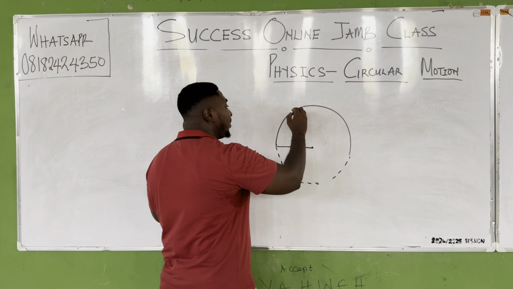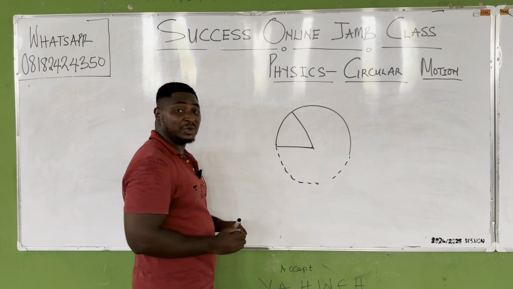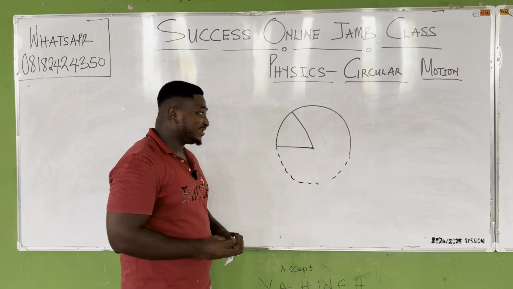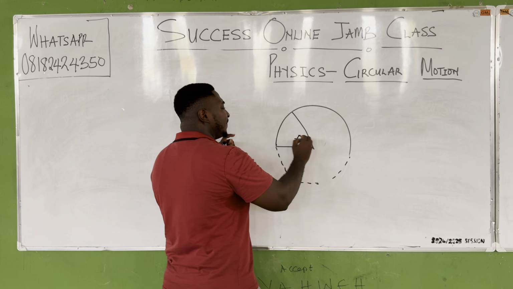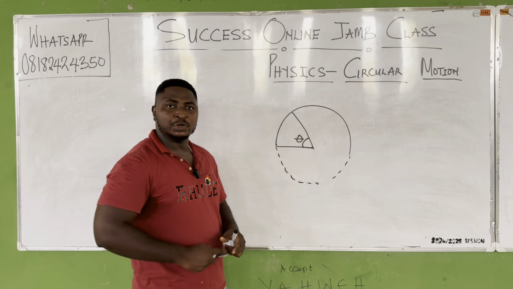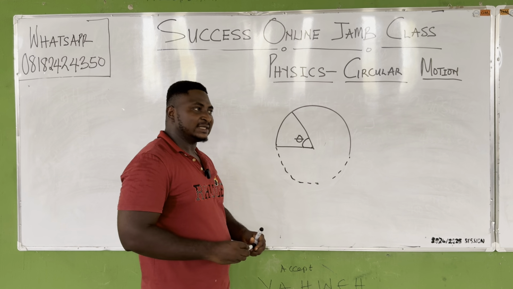Of course, when a body is undergoing circular motion, there are some parameters that you must take note of. A body undergoing circular motion is covering an angular distance, theta.